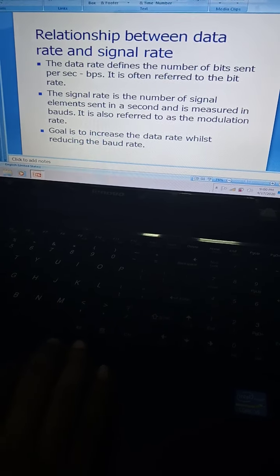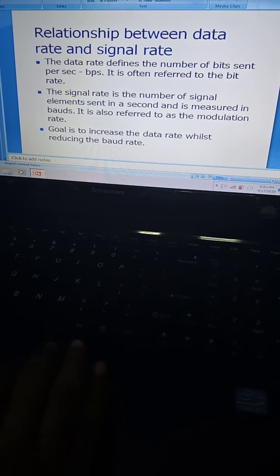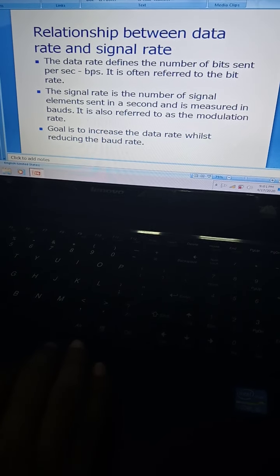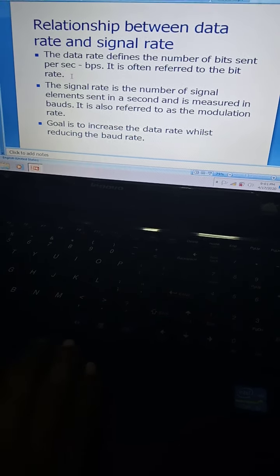Data rate is nothing but the number of bits we are transmitting per time interval. So signal rate and data rate are both not the same. If the signal is carrying more than 1 bit, data rate is greater than the signal rate. If it carries 1 bit, then data rate is equivalent to signal rate.